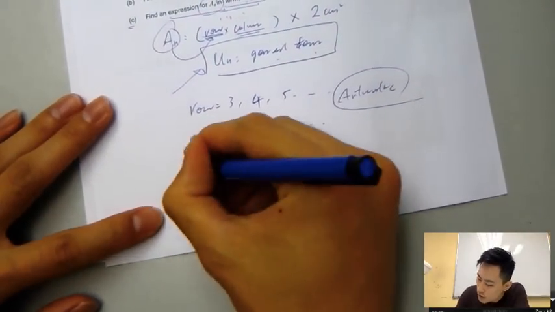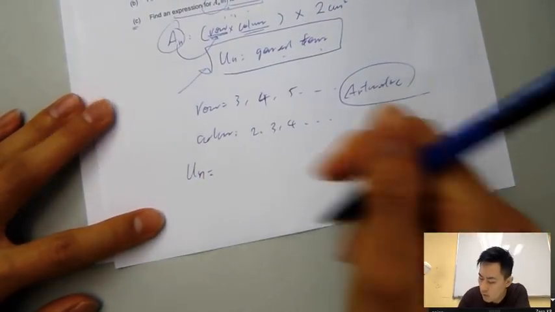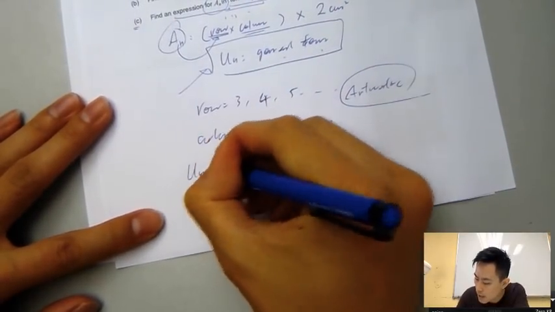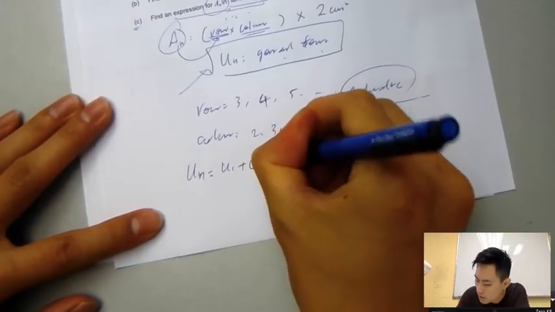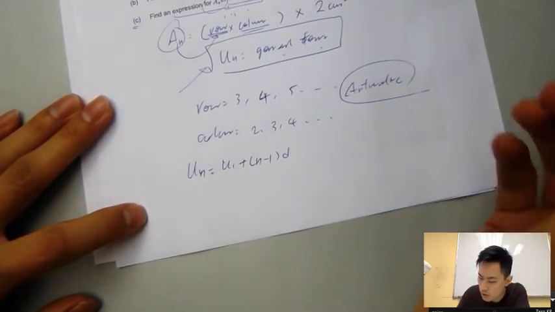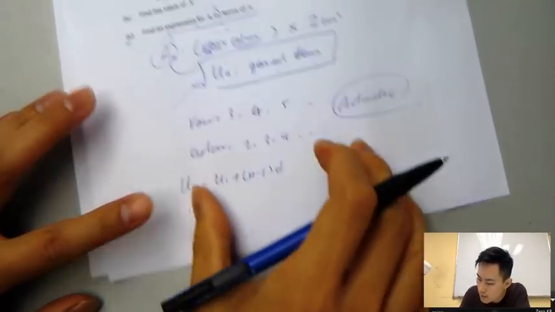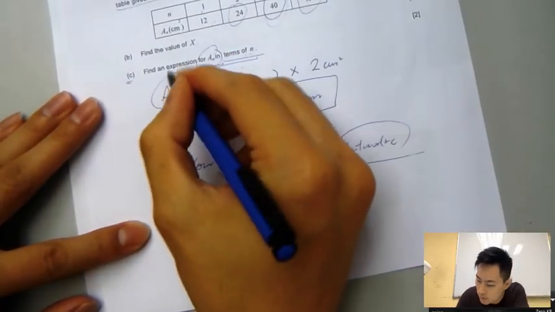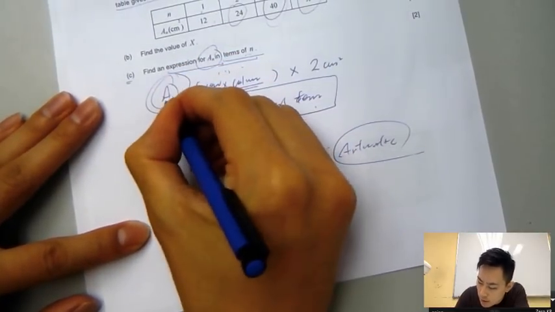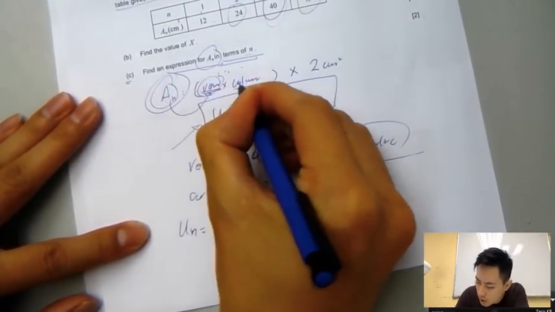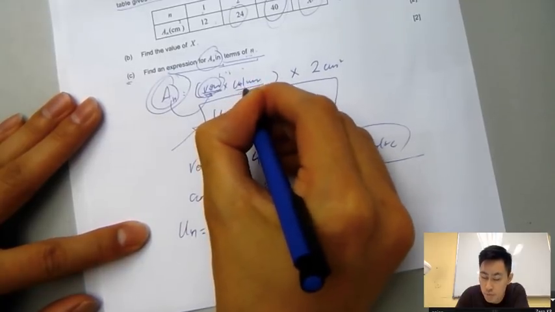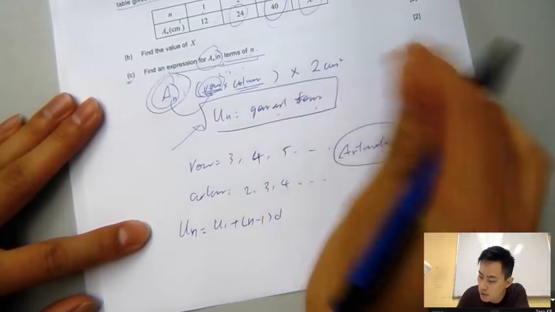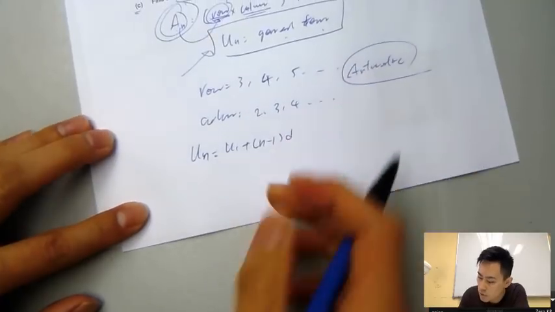So then Un, take out your data booklet, or if you remember that, then Un is equal to U1 plus n minus 1 times d, right? So just plug in the number. Why do we need to find the general terms? Because you want to find out the general term for the area. So the general term for row and column, if you multiply these 2 in terms of n, and then multiply by 2, then you get the answer. Okay, so we'll do it right now.